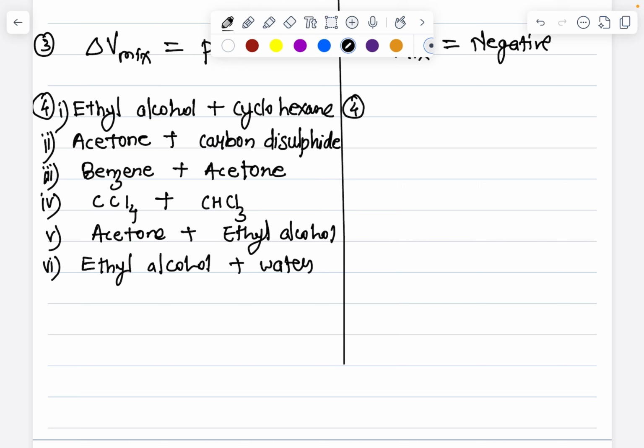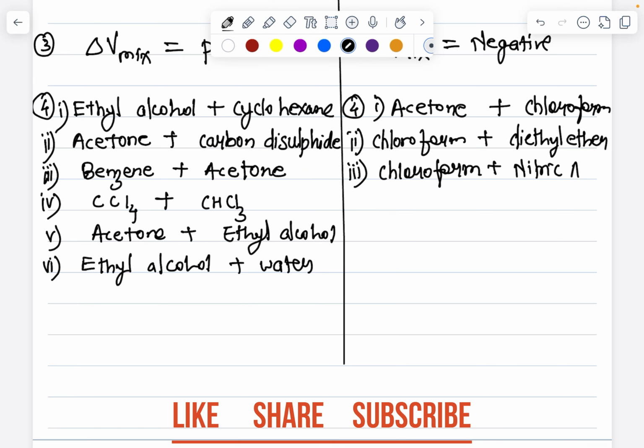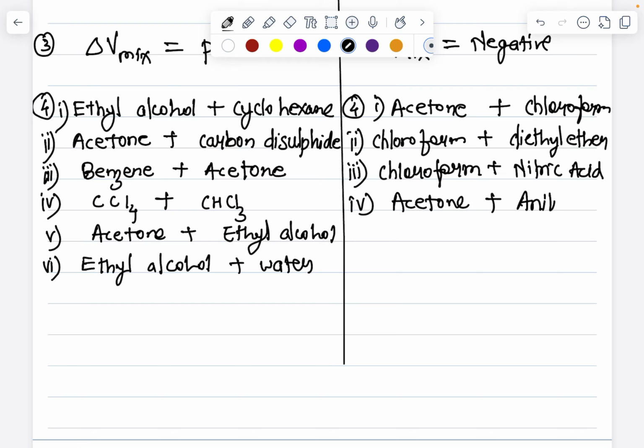For the negative deviation: acetone plus chloroform. Okay, then chloroform plus diethyl ether. Diethyl ether. Nitric acid. Acetone plus aniline. Water plus nitric acid. Okay. Diethyl ether.